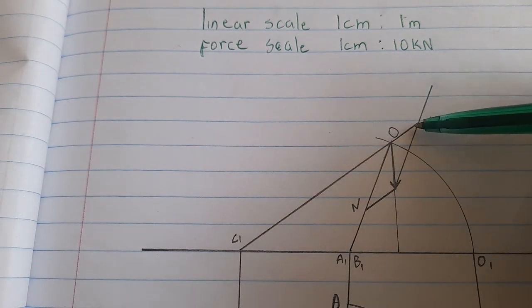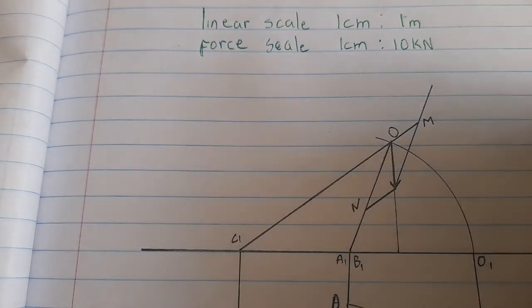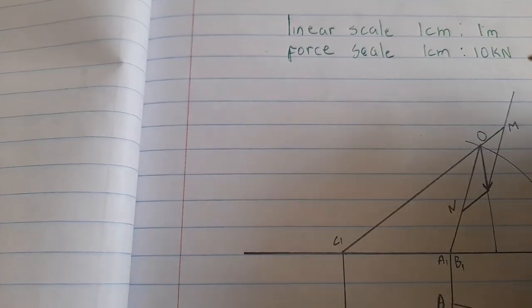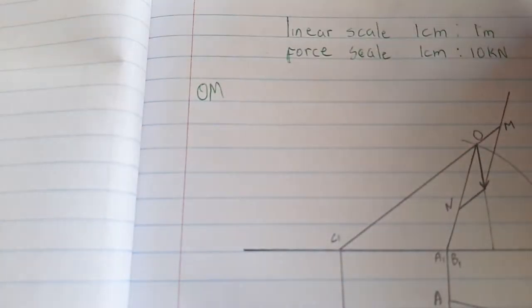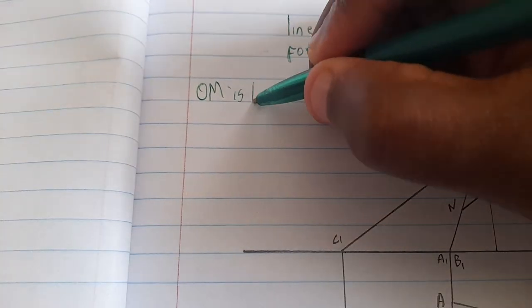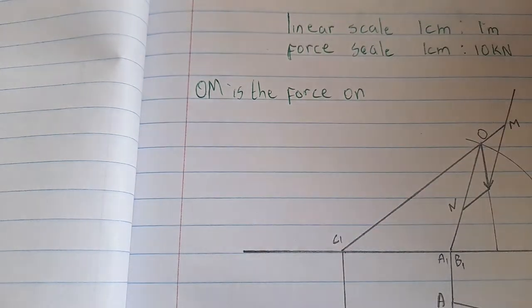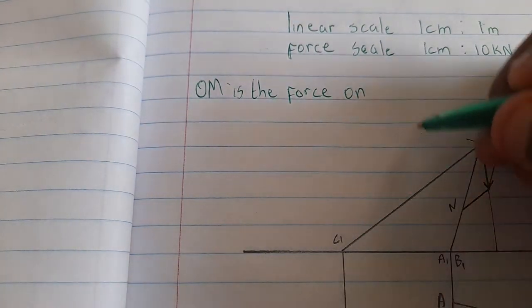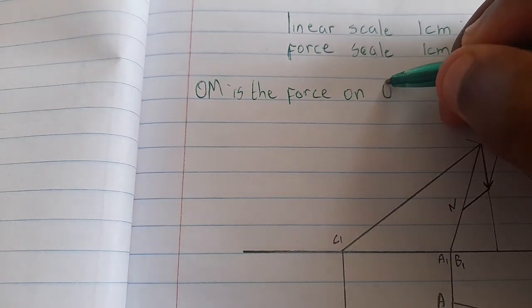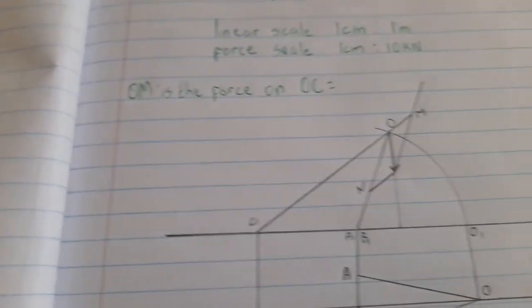OM is the force on the backstay OC. Let's put that down in writing. Okay, so we are saying OM is the force on the backstay, which is OC. And it's equals to, okay, now we need to measure it.